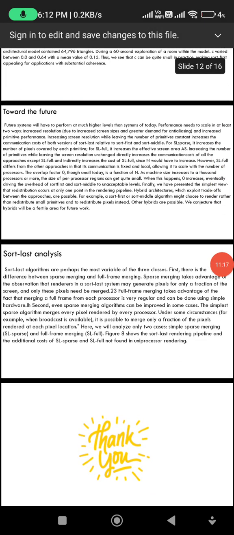Tomorrow's future systems will have to perform at much higher levels than systems of today. Performance needs to scale in at least two ways: increased resolution and increased primitive performance. Increasing screen resolution while leaving the number of primitives constant increases the communication cost, as both versions of sort last relative to sort first and sort middle. For SL sparse, it increases the communication costs for both versions of the number of pixels covered by each primitive.